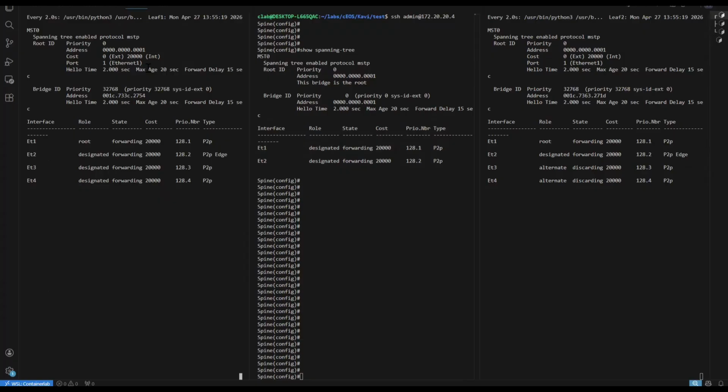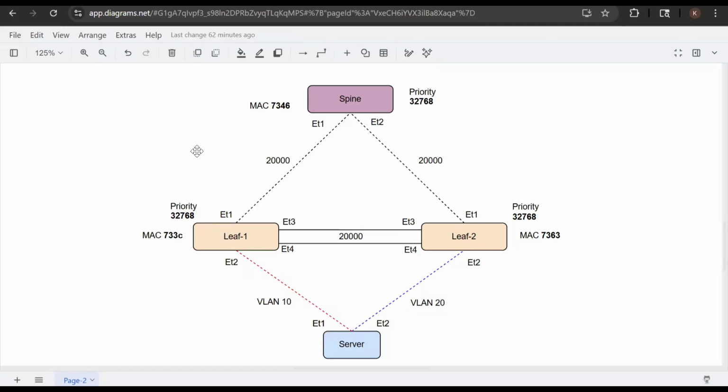So we'll be seeing both test cases, both scenarios. First, explain how the default setting is now. Right now, let's say the spine is the root bridge. So leaf 1 and 2 have to select a root port.